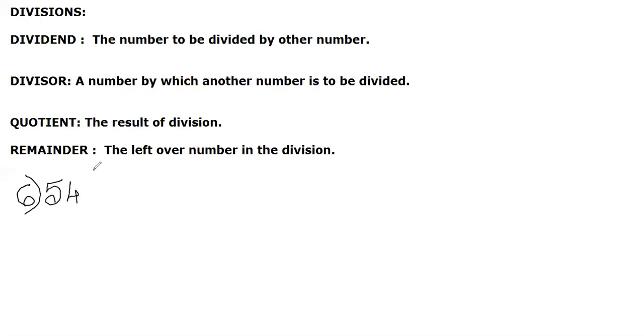So 6 and 54. We have a question like this. What is 6 here? It is a number by which another number is to be divided. So here my 6 is divisor. And what is dividend? The number to be divided. You are going to divide this number, no? So this is called dividend. And here we'll get one answer. That answer is called quotient. And after division, we'll get some number over here in the last. That is called remainder. Now let's solve this.